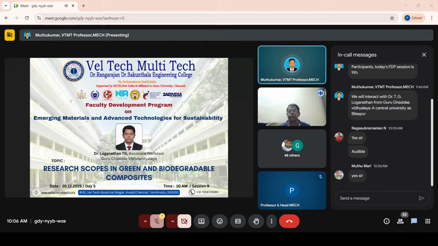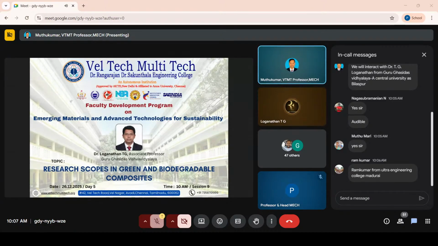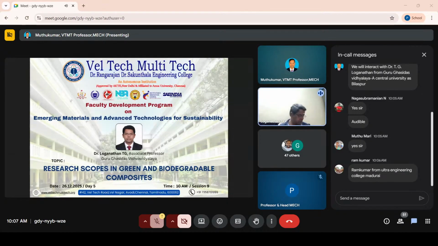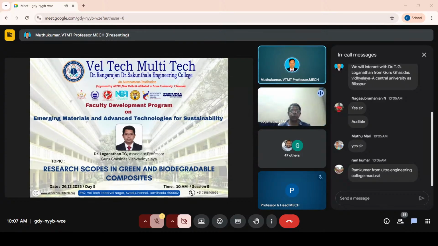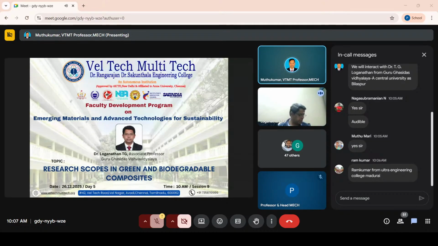It gives me immense pleasure and a great sense of honor to introduce our resource person for today's session, Dr. T.G. Loganathan, who will be presenting on the topic research scope in green and biodegradable composite. Dr. T.G. Loganathan is a distinguished academician and accomplished material researcher, currently serving as Associate Professor in the Department of Mechanical Engineering at Guru Tulsidas Vishwavidyalaya, Central University, Bilaspur, Chhattisgarh. He holds a PhD from Anna University and has over 26 years of rich teaching, research, and academic experience. His area of expertise includes composite material, non-destructive testing, additive manufacturing, advanced manufacturing, and new product development, supported by strong proficiency in statistical tools such as SPSS.